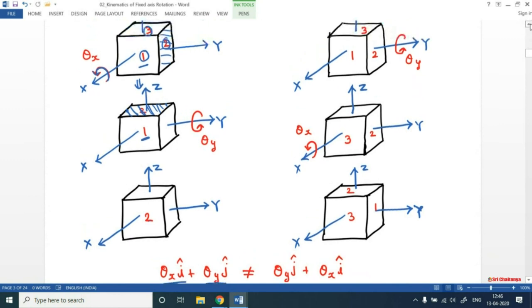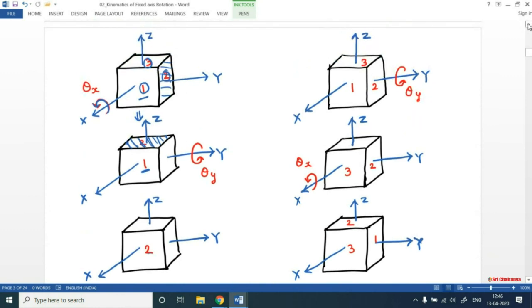And now let's invert the sequence. This time we are starting from the same initial orientation, but first we will be rotating by 90 degrees about the y-axis. So theta y is the angular displacement. So from this orientation, after rotating by 90 degrees, it will become 1. So the upper face will come in front and the right face will remain at right. So this would be the orientation.